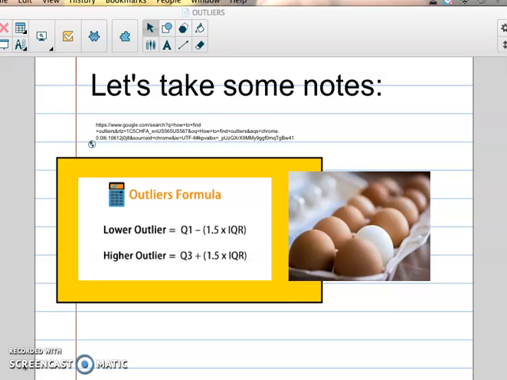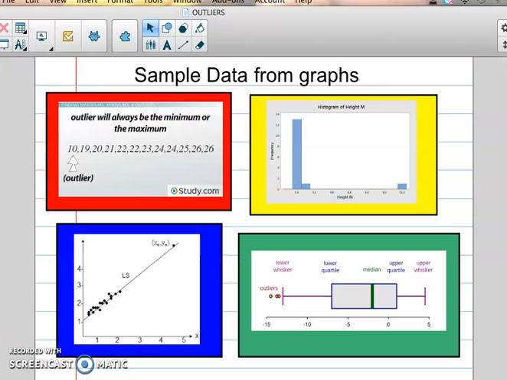Another way to look at it, just looking at the picture, just looking at the graph, it's so obvious that there will be an outlier. So here's one thing. In this particular set of data, 10, 19, and so on, 26, 26, 10 is an outlier. It's too far away from the other set, almost 10 points away. So that is an obvious look of an outlier.